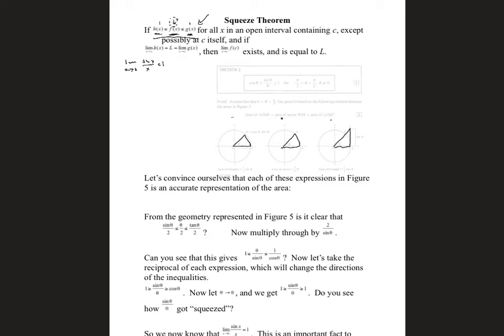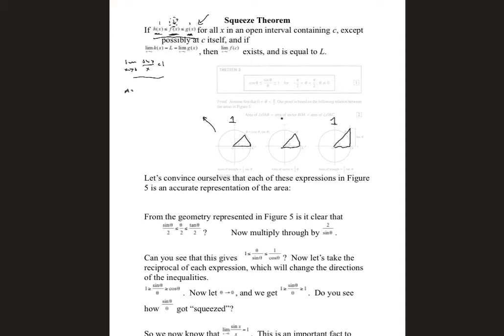Then we're going to take the limit as x goes to 0, and hopefully we can show that these 2 limits on the outside go to 1, which is then going to squeeze our limit, and we can conclude that the limit we're trying to resolve also goes to 1. So let's look at the area of this triangle.